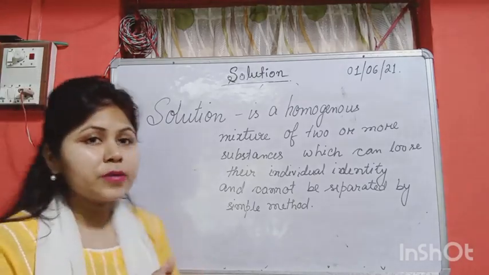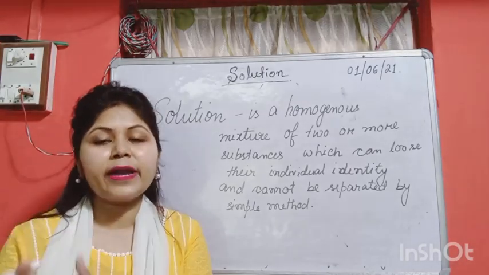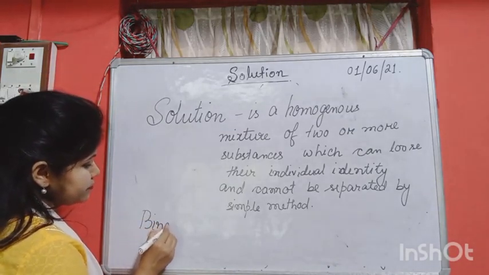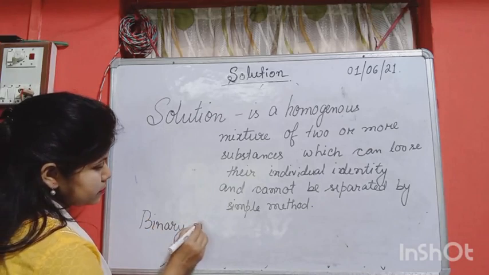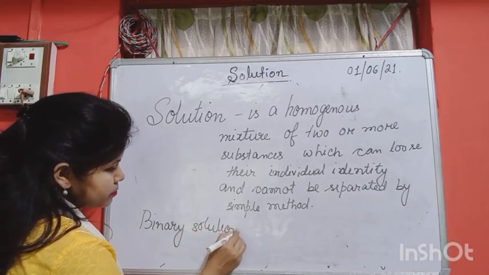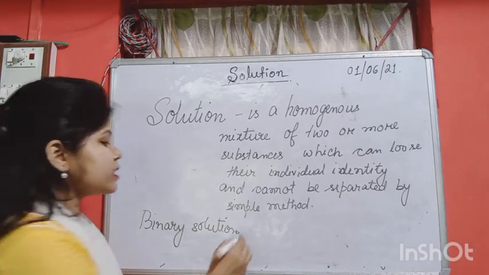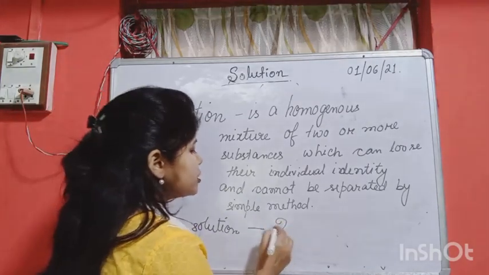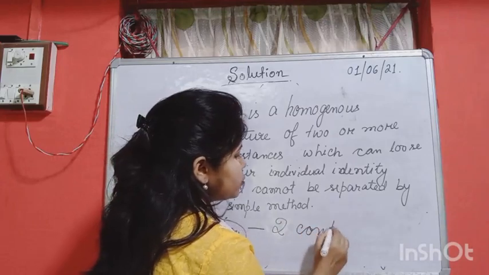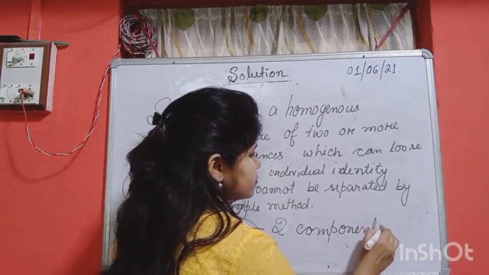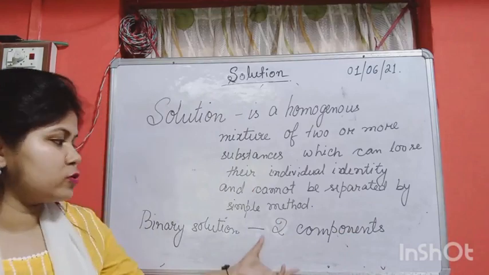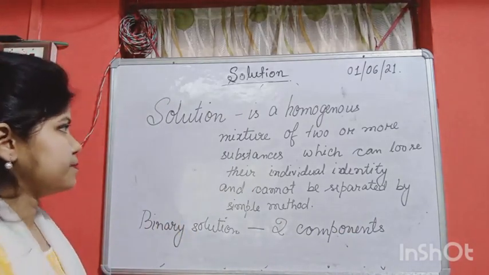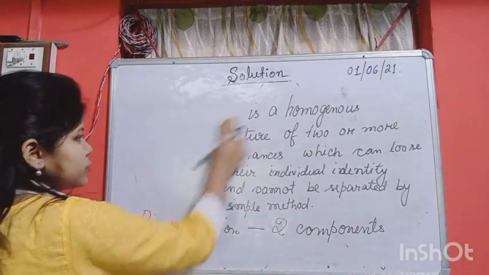Next, in this chapter we are going to discuss the binary solution. So let me tell you what a binary solution is. A binary solution is a solution which comprises 2 components. The solution which has two components will be known as a binary solution. So in this chapter, we will learn about binary solutions only, which comprise two components. So please note it down.